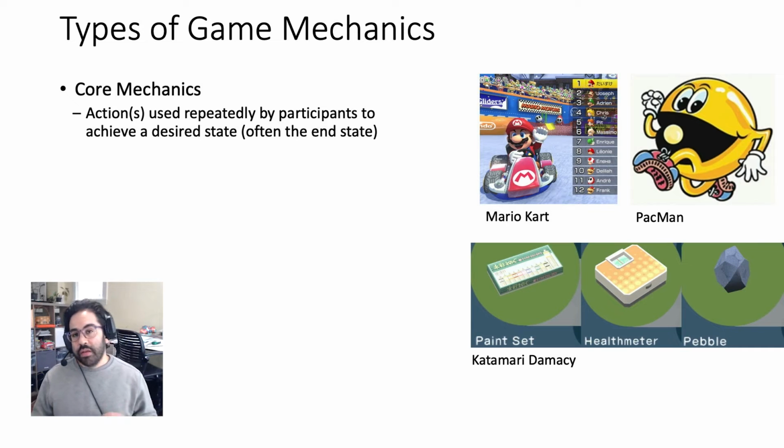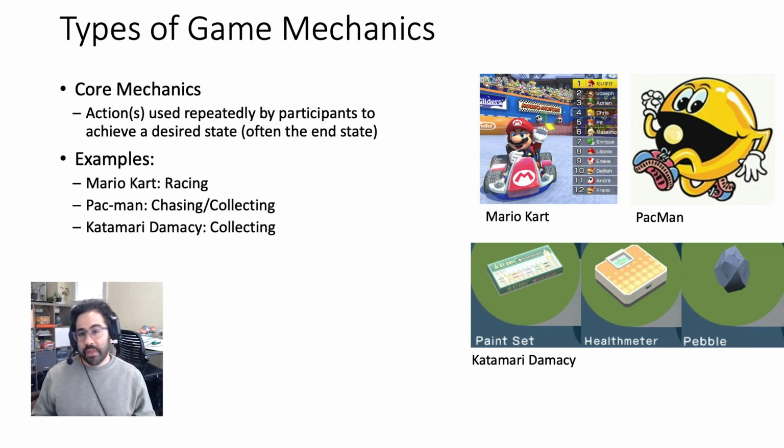Core mechanics are the actions that are used repeatedly by participants to achieve a desired state of the game. That's often the end state or the win state. We can see some examples from Mario Kart, where the core mechanic is racing, Pac-Man, where the core mechanics are chasing or collecting, and Katamari Damacy, where the core mechanic is also collecting. Now, of course, each of those core mechanics actually consists of several different things, right? So if we think about racing, there's steering and braking and accelerating. For chasing, there's direction and speed and so on.